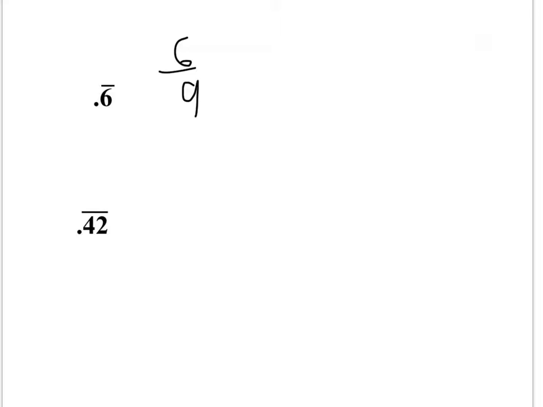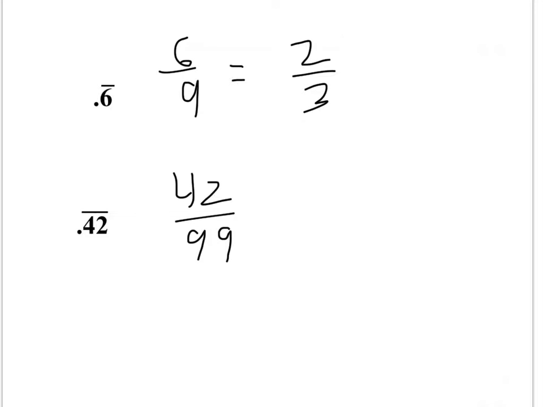6 divided by 9 gives me 0.6 repeating. I can reduce 6/9 into 2/3. 2/3, if you write that as a decimal, is 0.6 repeating. So if you have 0.42 repeating, I'd write 42 on top. On bottom, I would write 99, a 9 for each number that's repeating.